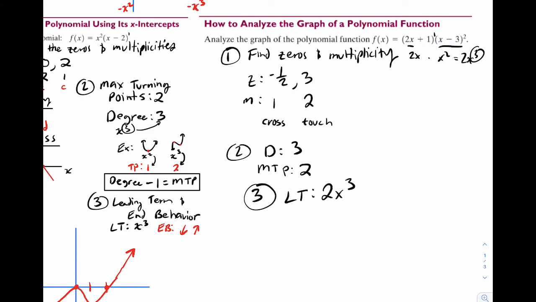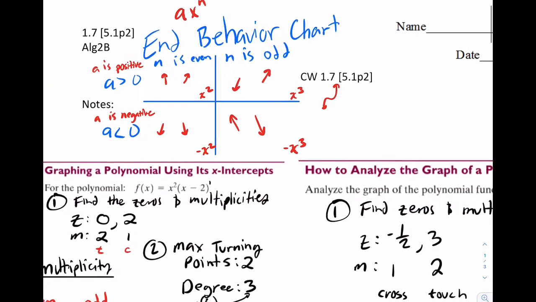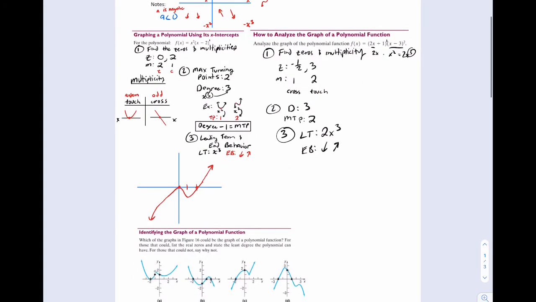And then our end behavior. This is a positive 2. This is odd, so look at our chart right here. Down, then up. And again, we're going to practice this process today, so it will become more and more fluid. By the time you get to your homework, this will feel very comfortable.